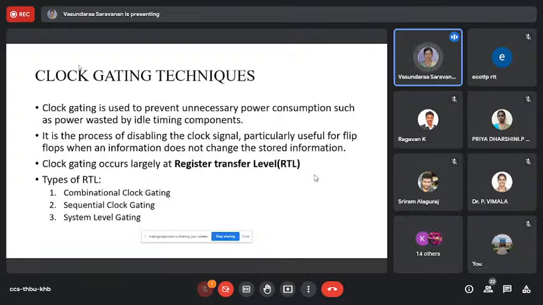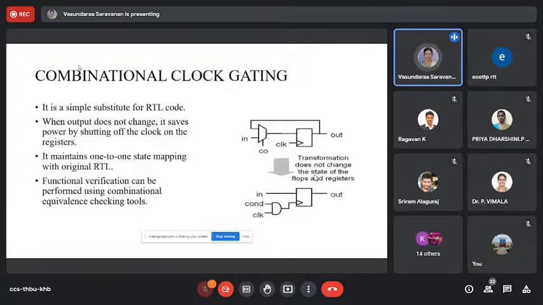Combinational is a simple substitute for RTL code. When output does not change, it saves power by shutting off the clock on the registers. It also maintains 1-to-1 state mapping with the original RTL. Functional verification can be performed using combinational equivalence checking tools.